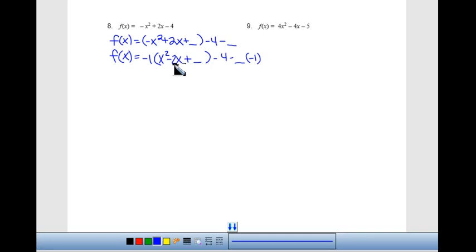Look at your middle term, your linear term, 2. Half it, you get 1. Square that, and you'll get 1. That's what you're going to add on the inside and subtract on the outside.